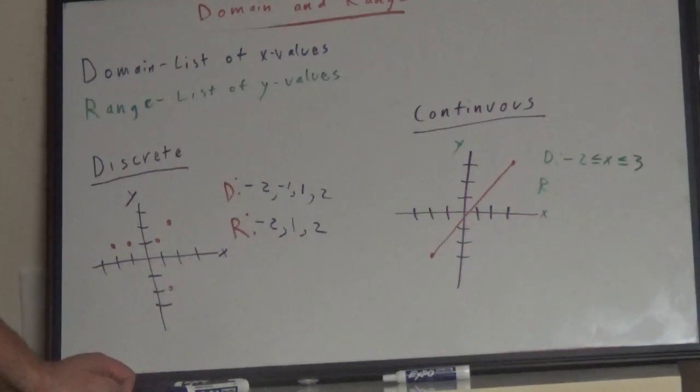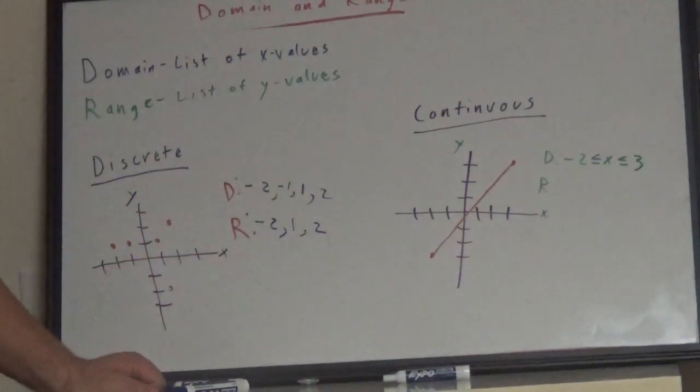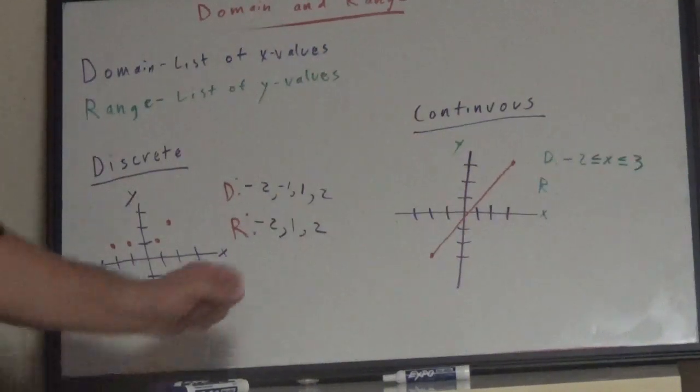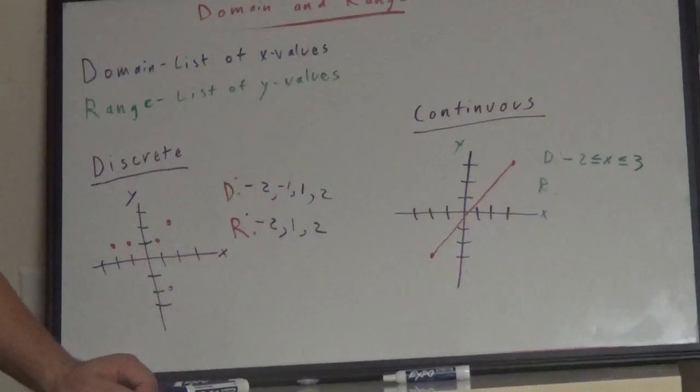What this means is that x, the domain, is anything equal to negative 2, because obviously negative 2 is part of the domain. Anything bigger than negative 2 that is equal to 3 or less than 3. So it's either equal to or between negative 2 and 3.